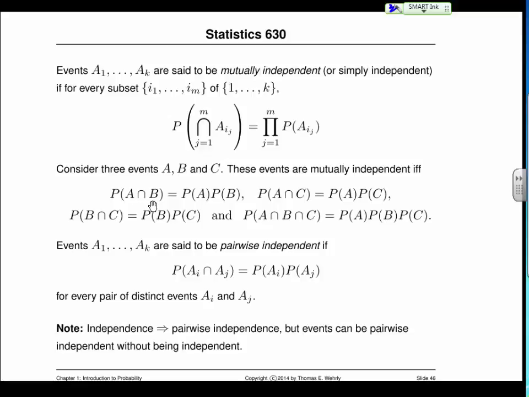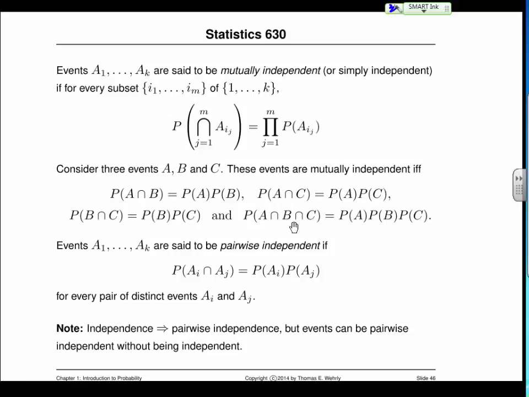That is, the probability of A intersect B equals the probability of A times the probability of B. That has to be true for A and C, and B and C. And then the three-way intersection also has to satisfy the product rule. The probability of the three-way intersection equals the product of the three probabilities. So if you have 4 events, then you've got all the pairs, all the groups of 3, and the 4-way has to satisfy it.